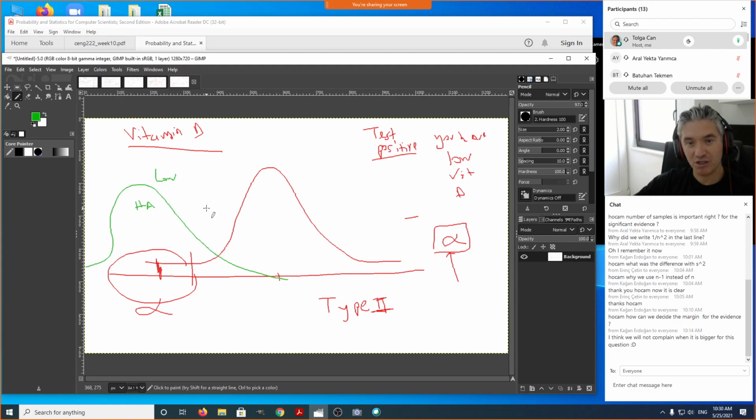Sometimes in machine learning, we have the distribution of these two different cases at the same time. This is the distribution of H0, the null hypothesis. This is the distribution of the alternative hypothesis. We don't have this in hypothesis testing. I don't want to confuse you by showing this example, but it is just to make the power of the test clear.